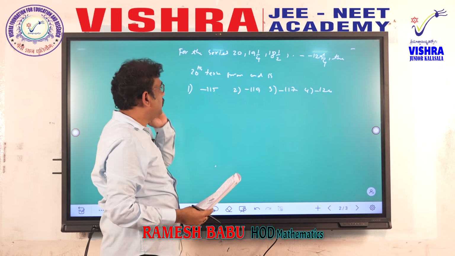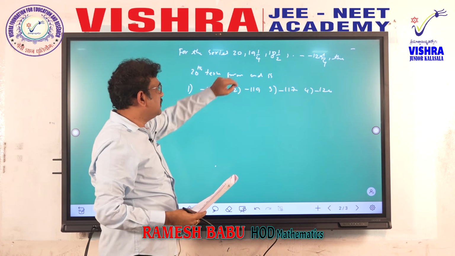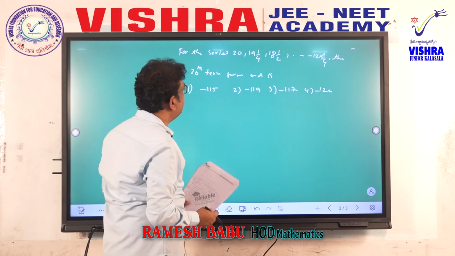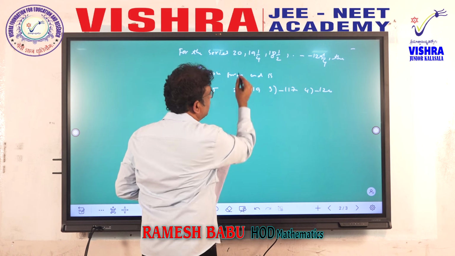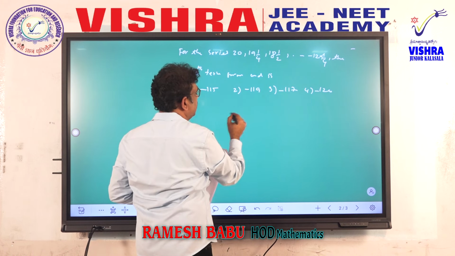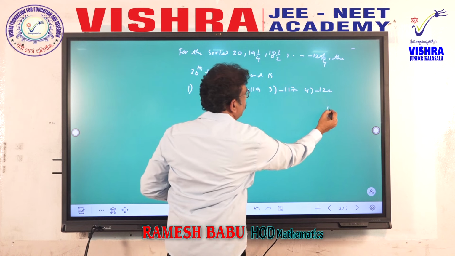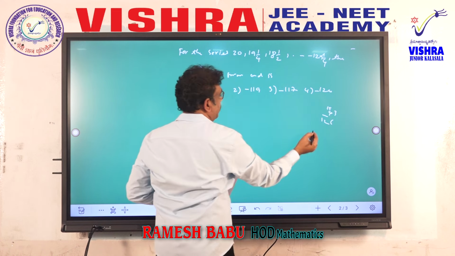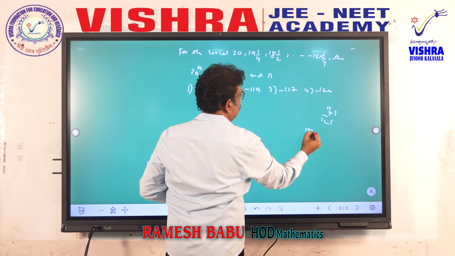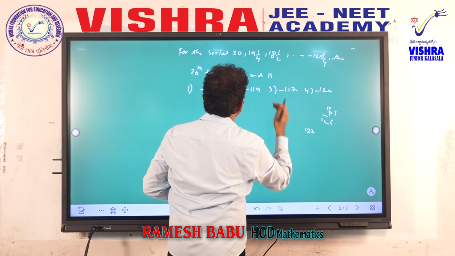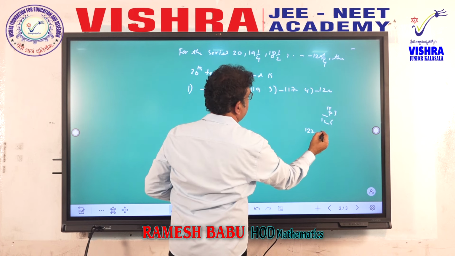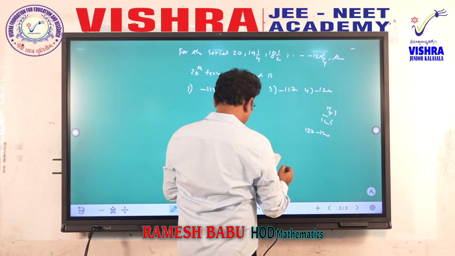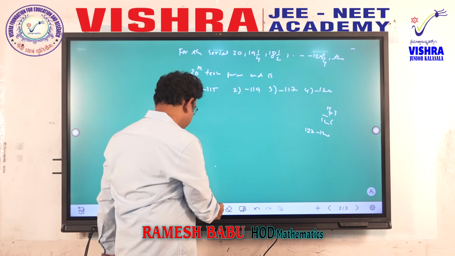Now here, I think this is in AP. So, we need to find the common difference. So, what is the common difference here? 20 minus 1, that is 19, into 4. 127 minus 120, so 127 minus 120 here. One minute.